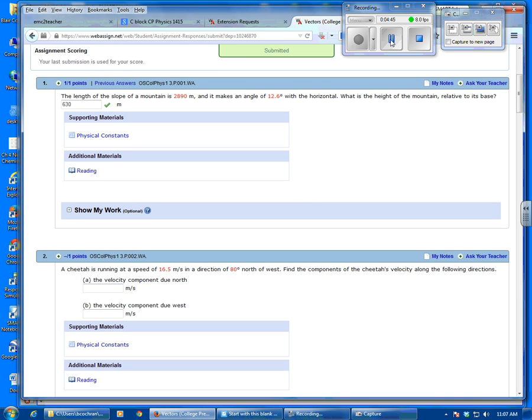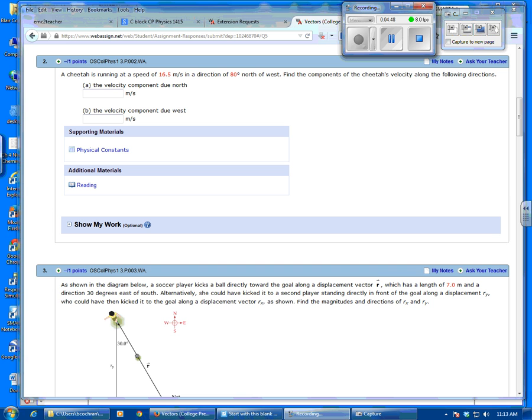Yay! All right, we're going to get the y of number 2 done before we go to lunch, folks. And they have this sheet. It's running at this speed in this direction, 80 degrees north of west, and they want to know the components north and west.